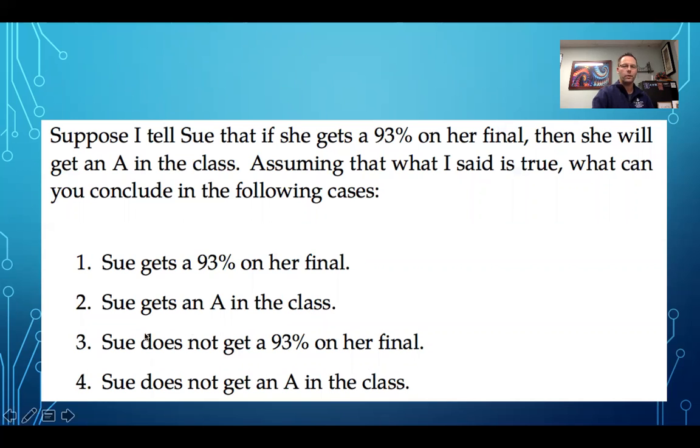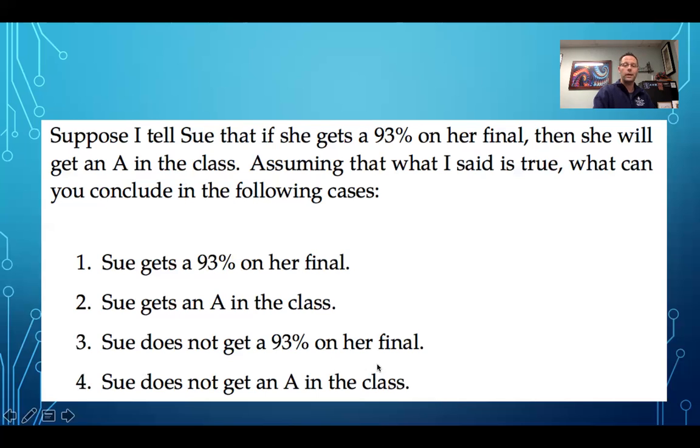How about this one? Sue does not get a 93% on her final. So you're like, does that mean anything? Well, if she gets a 93%, we know that she gets an A, but she doesn't get a 93%. Does that mean that she doesn't get an A? And the answer is not necessarily. We can't say that if Sue does not get a 93%, then she does not get an A. That would be the inverse, and the inverse isn't necessarily true. It's not equivalent to the original statement, so we don't know. She might not get a 93, and she might get some extra bonus points. We don't know.